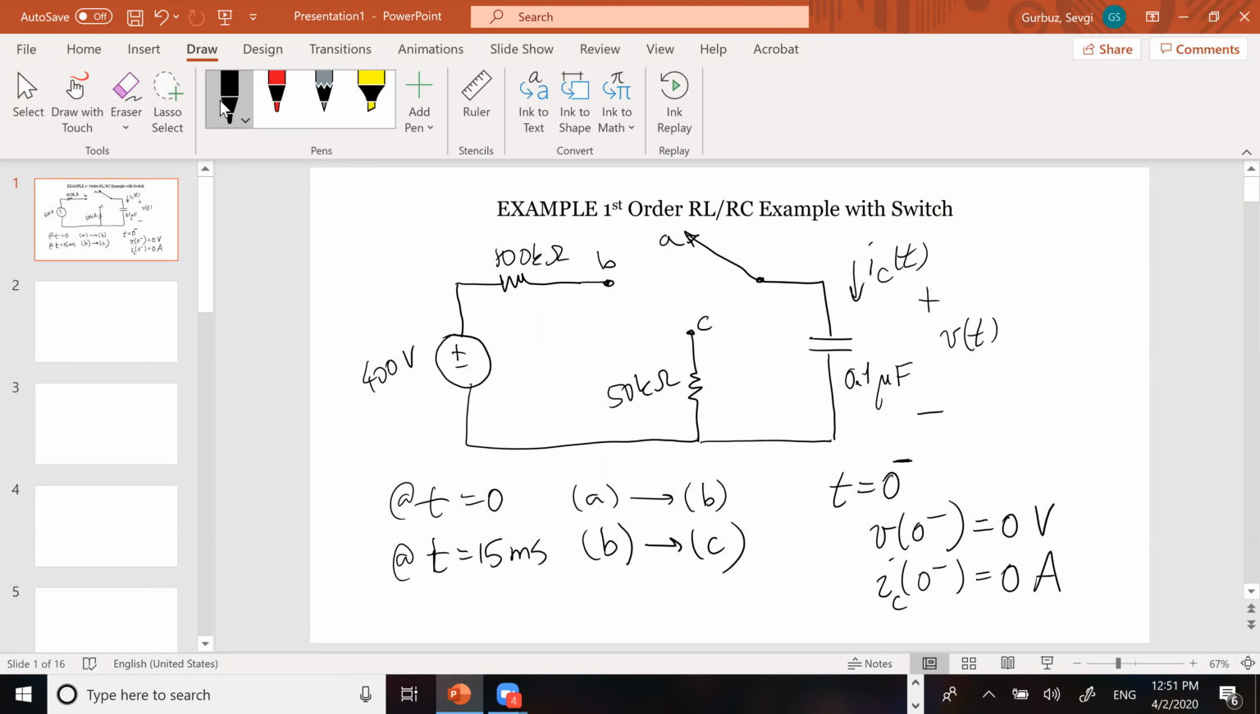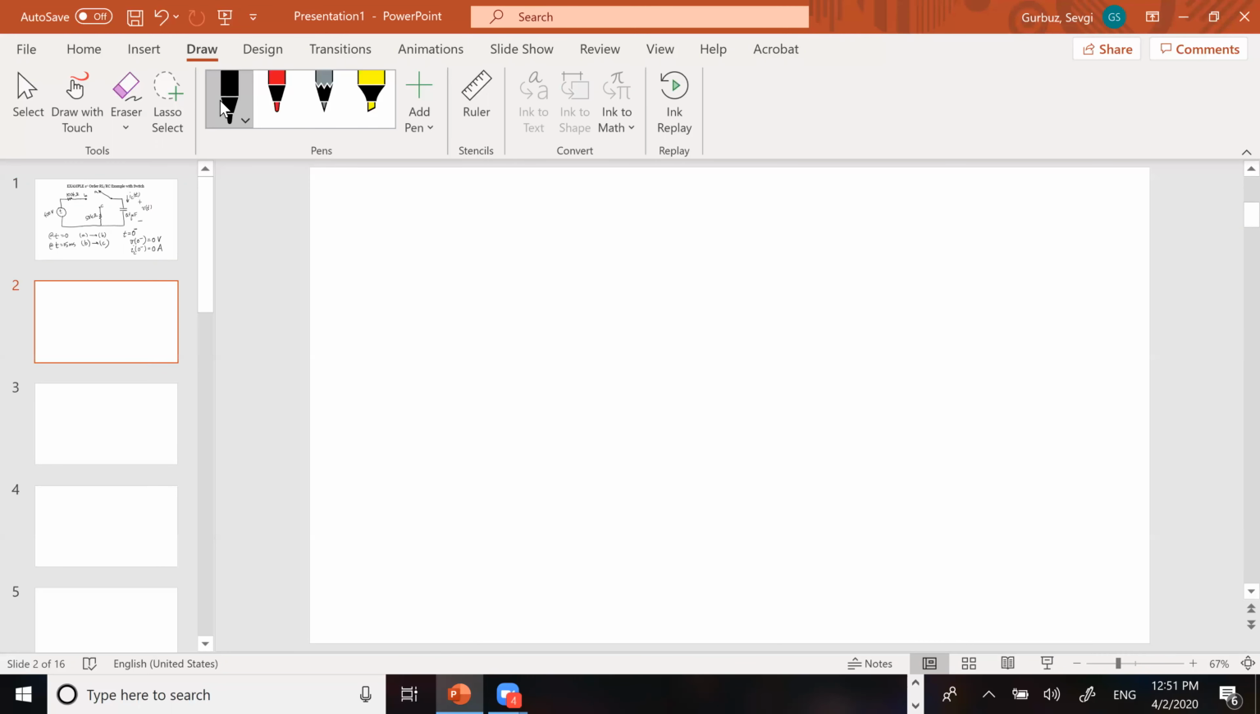What happens when we incur our first switch at time t equals 0? To think about what happens, let's draw what the circuit looks like at time t equals 0 plus, immediately after the switch changes its position. We now have a circuit where the 400 volt supply is connected through the 100 k resistor to the capacitor. I'm not drawing the 50 k ohm resistor because it's in an open circuit and therefore it's not going to affect the behavior of the capacitor.